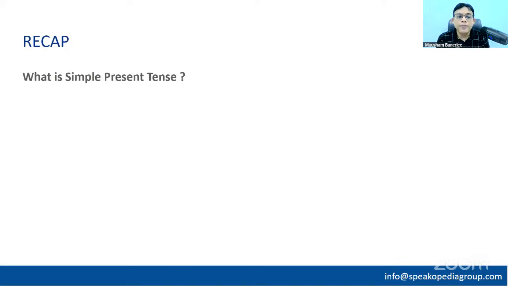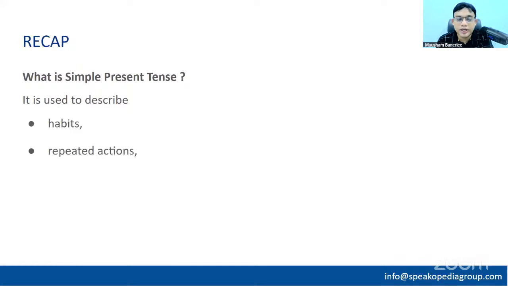Okay. So quick recap. What is simple present? It is used to describe habits. You can write this down. Repeated actions, general truths, and timetables.